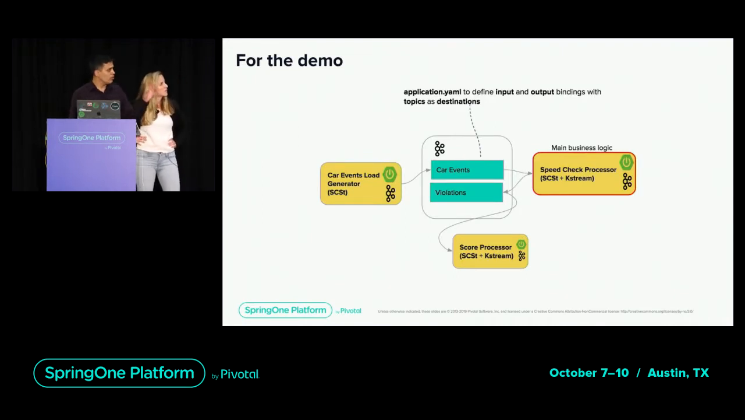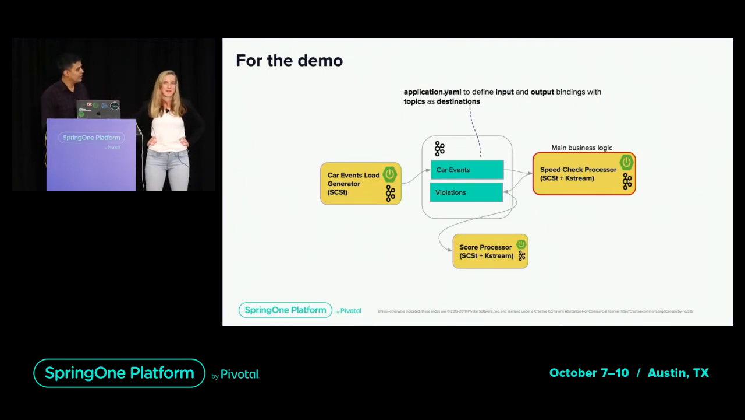For the purpose of this demo, we're going to build a smaller, important portion of this application. For simulating the cars, we have this car event load generator application, which is built using Spring Cloud Stream. So the left-hand side API we talked about in the stack earlier.